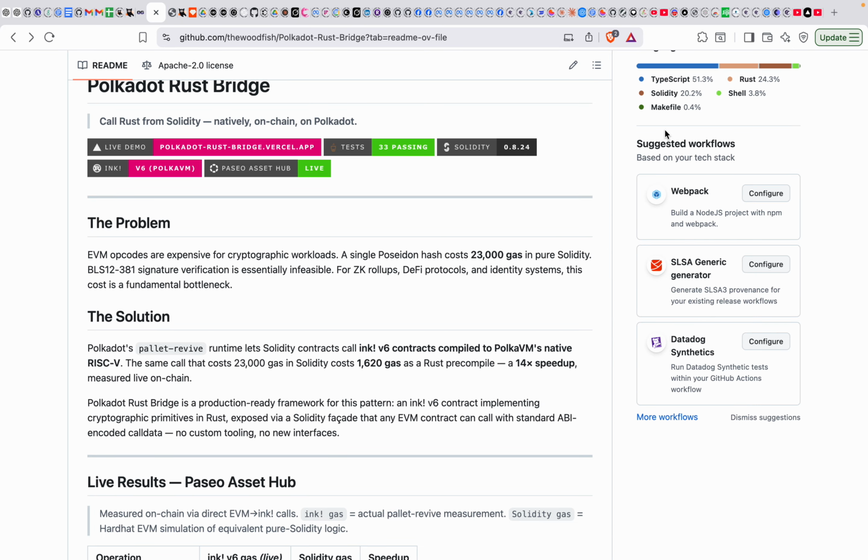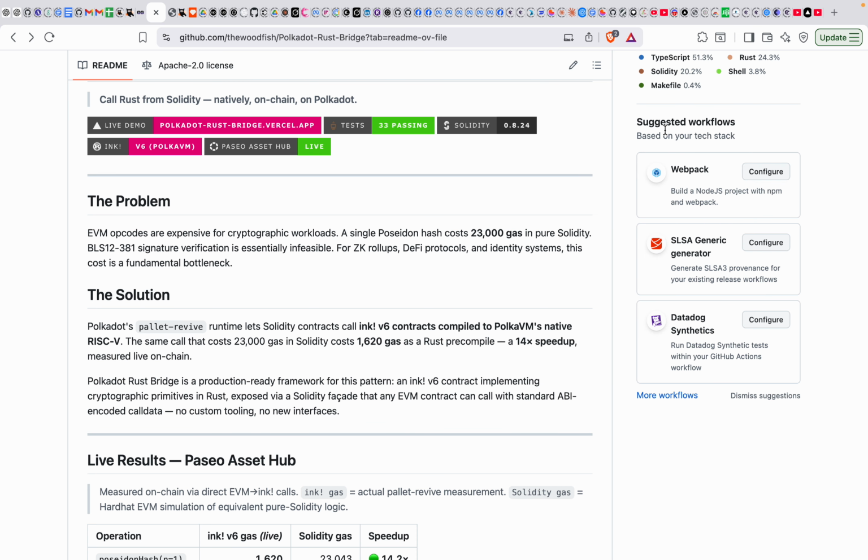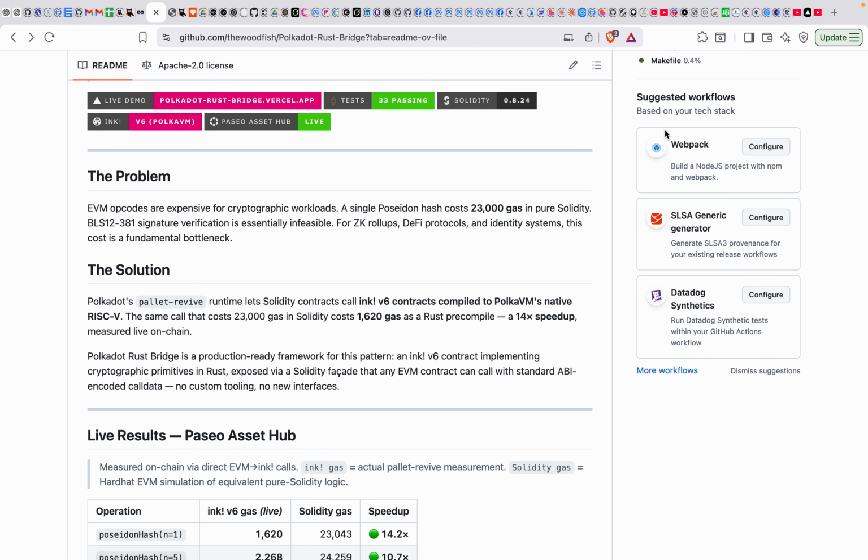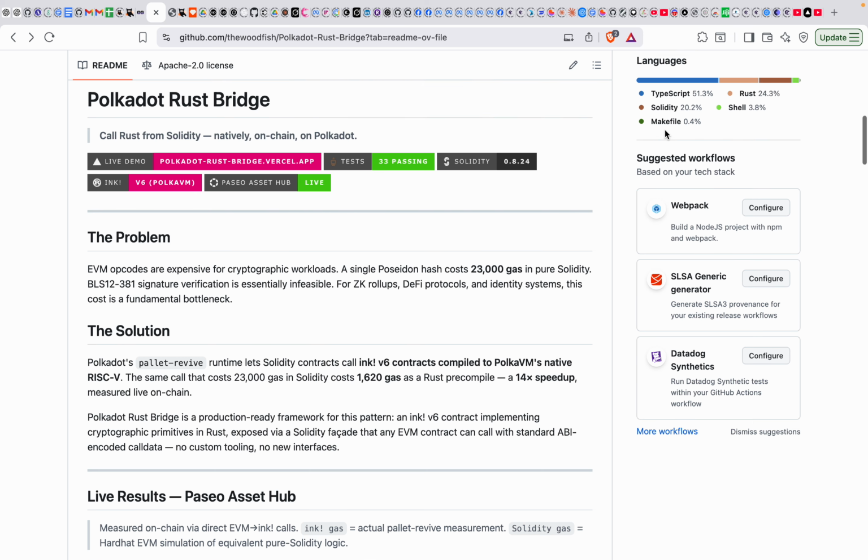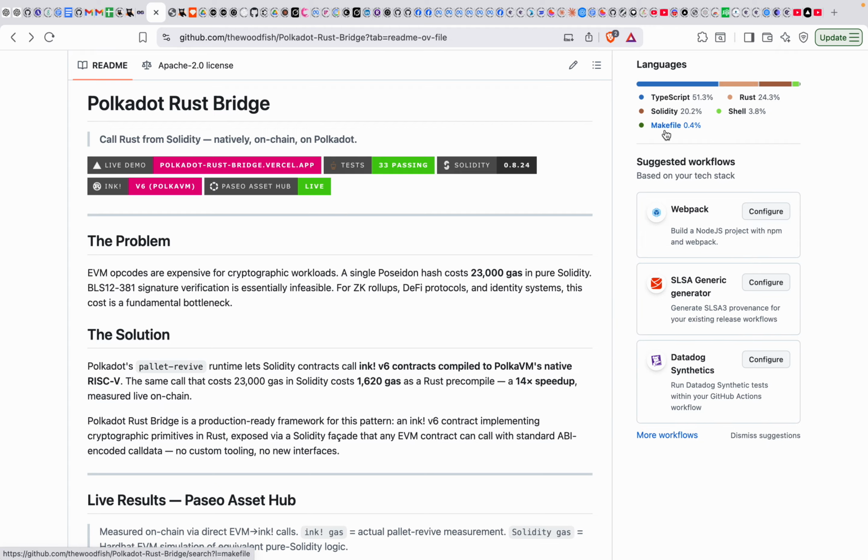A Poseidon hash, for instance, the building block of almost every ZK proof system, costs around 23,000 gas in pure Solidity. BLS signature verification is even worse. The usual answer is precompiles. You write a new EIP, you wait for years for approval, and hope your chain supports it. But that's not a solution. That's just a roadmap item.